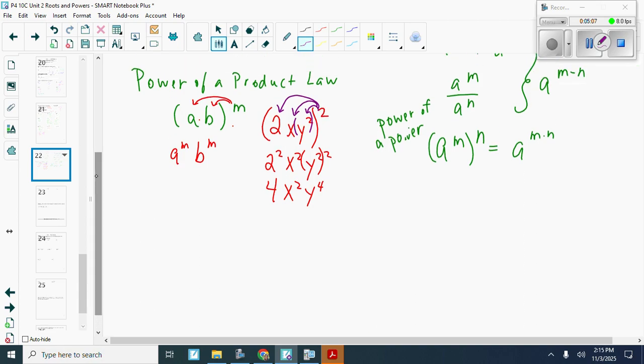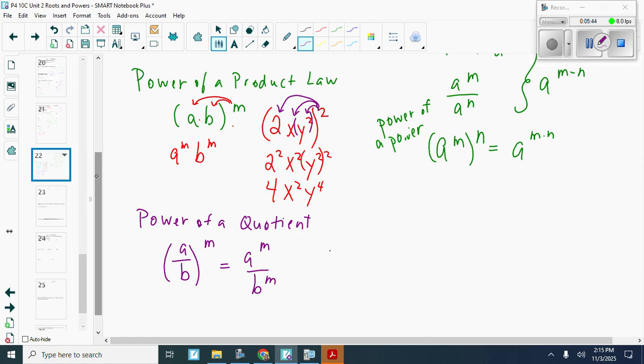Something very similar to this one is called the power of a quotient law. That just means what happens if I have a stacked question, like what if I have A over B, and the whole thing is to the exponent m. I know that we did a couple of these questions and people were maybe not sure about that. Similar to this one, everything inside the brackets gets the exponent. The A gets the exponent and the B gets the exponent.